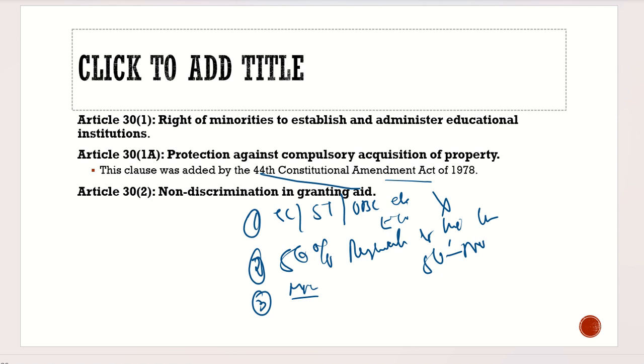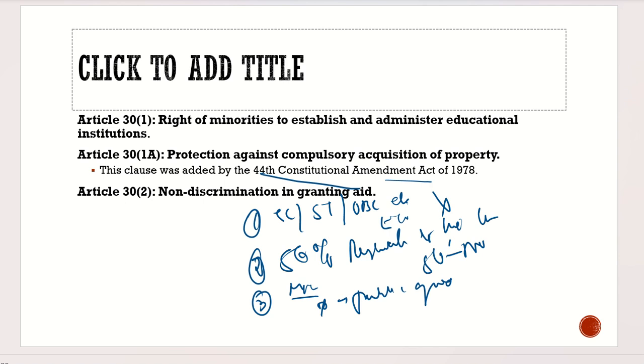Otherwise, the state is not forced to give compensation, but for minority institutes, they will definitely have to give the compensation. And also, they cannot just take the property, it should be for the public good. And also, if they are replacing it with another property, it should be in the same vicinity. They cannot do it otherwise.